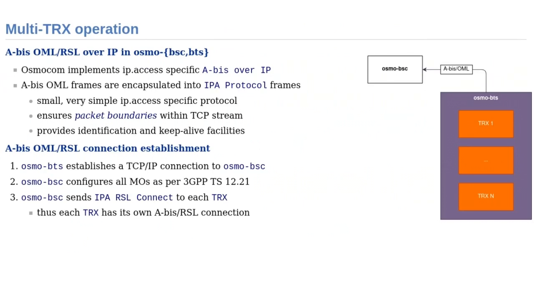So I guess IP access, so it's just 3 letters. And it's just more like a header where you have some additional functions and some identification facilities. And I think the most important point of having this IPA protocol is to ensure the packet boundaries in the TCP stream, because you don't know where a specific OML or RSL frame ends and where it starts. So this is the purpose.